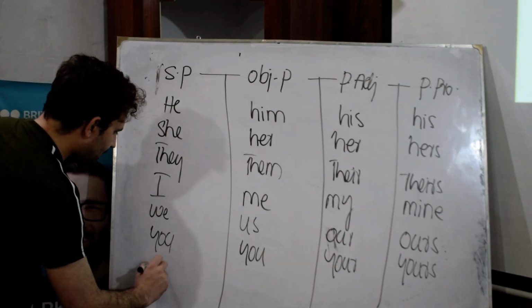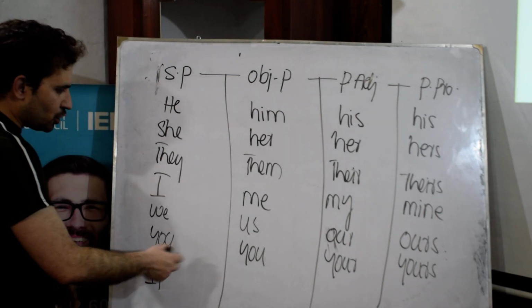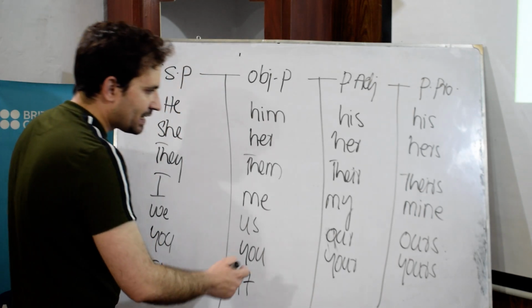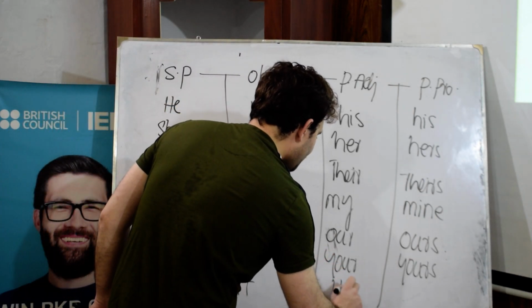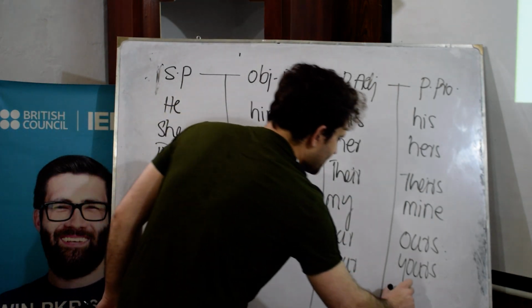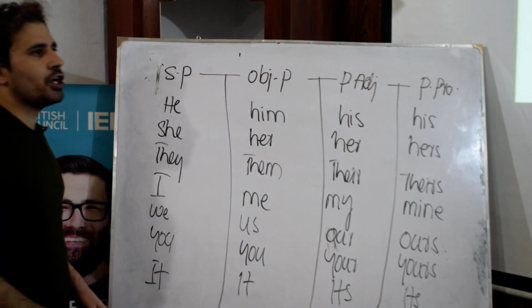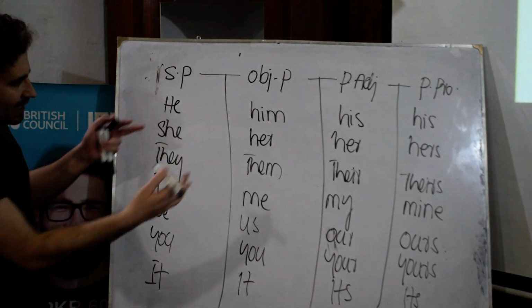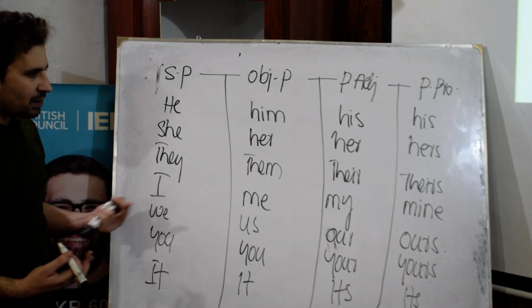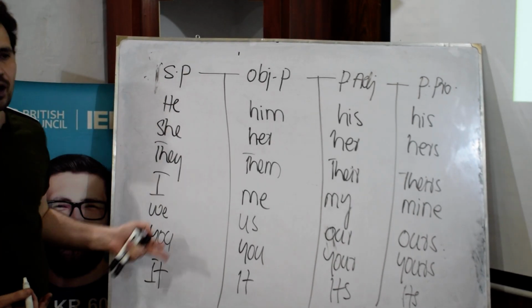The last one we have is it. Subject pronoun it, object pronoun it, possessive adjective its, and possessive pronoun again its. So this is an entire chart. This is a complete chart of the four pronouns.